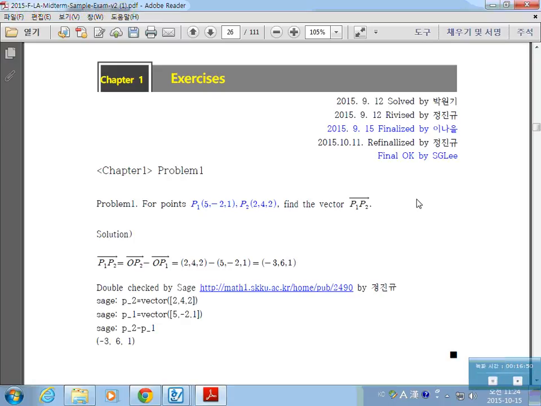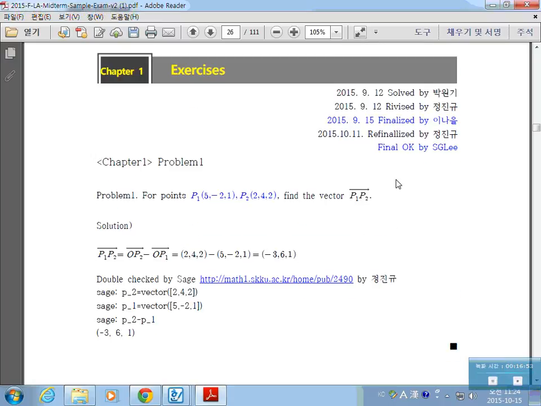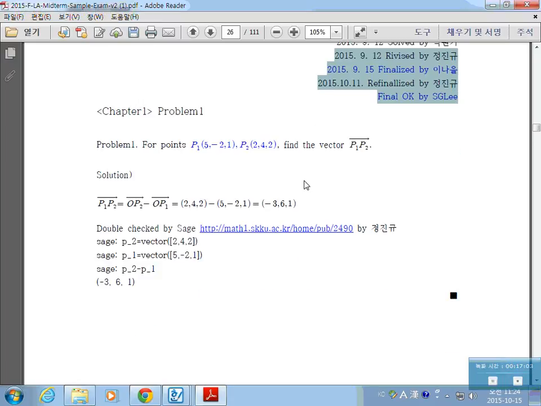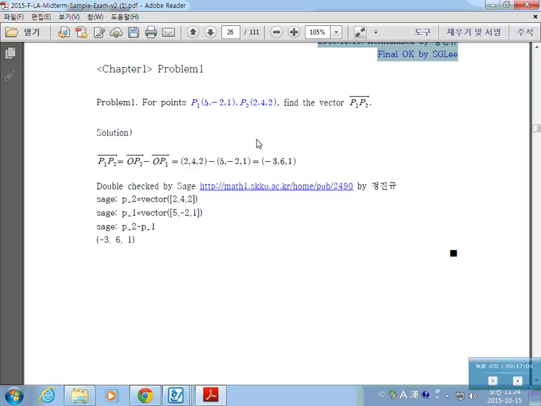Okay, from now, I have collected most of the problems that you have solved and revised and finalized, and I checked them from chapter 1 to chapter 6. From here, if you have 2 points, then how to find the vector between those 2 points, this is the way to find it, and Mr. Jung Jin-kyu checked whether it is the right answer or not.